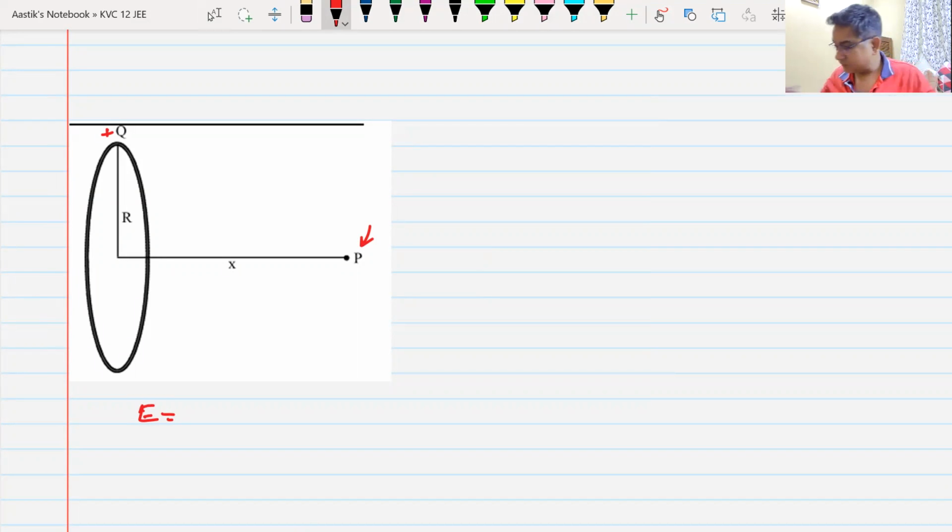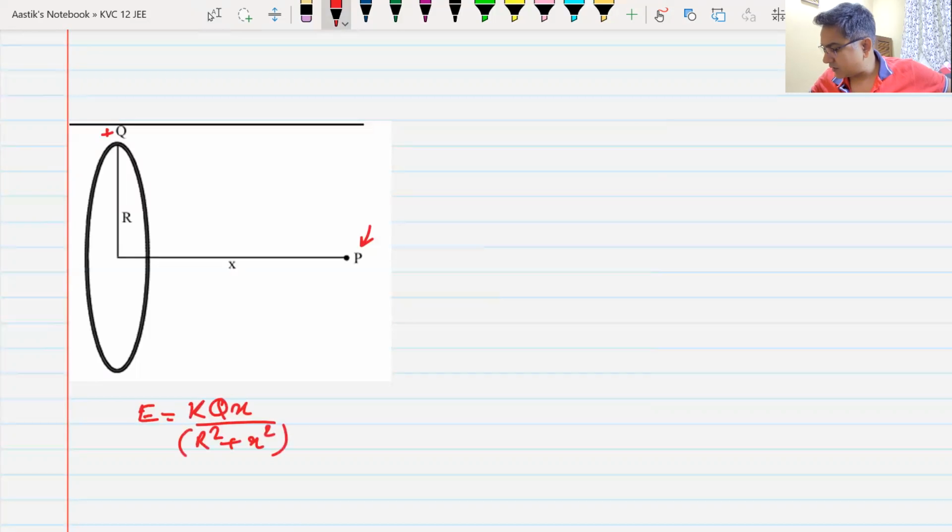KQX by (R square plus X square) whole power 3/2. KQX upon R square plus X square raised to the power 3/2. That means the electric field at the center O is how much? 0, sir.